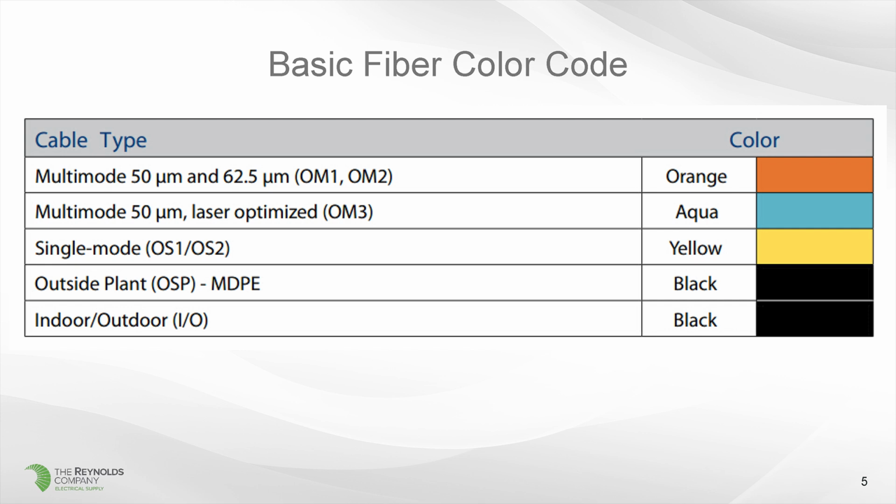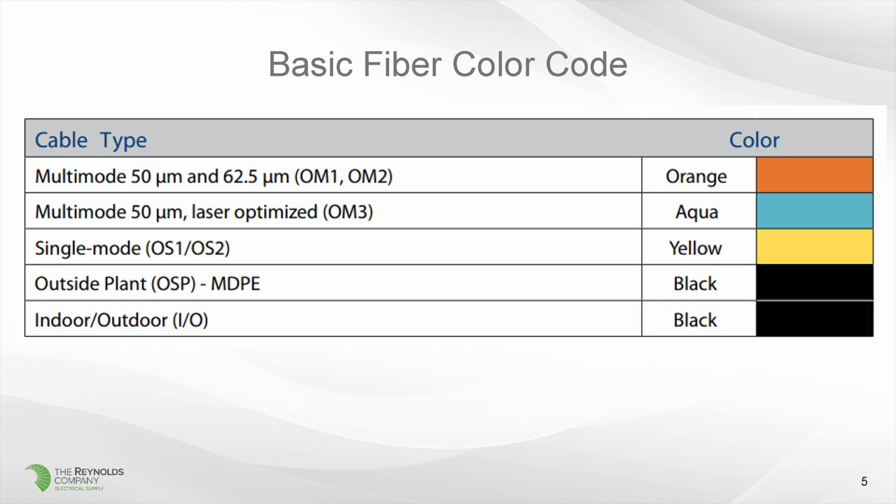I do want to let you know that your OM3 fibers are backwards compatible with your OM2 fiber cables. So you can mix and match going backwards. So you can go from an OM3 to an OM2 and it will not hurt anything. So yellow is typically what we see for single mode fiber.